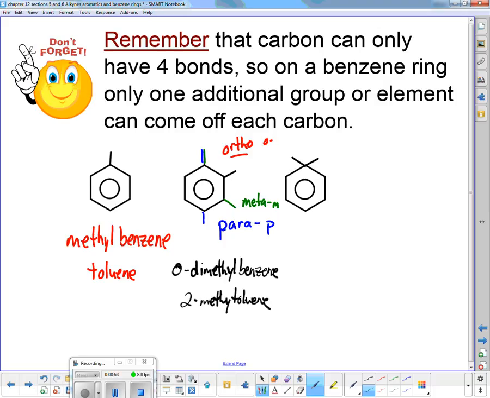Now, as we look at this next one, it shows 2 coming off the same thing. Well, I know that benzene can only have 1, so this is not a correct way to write a compound. So when I have a benzene ring, only 1 thing can come off each carbon. All right?